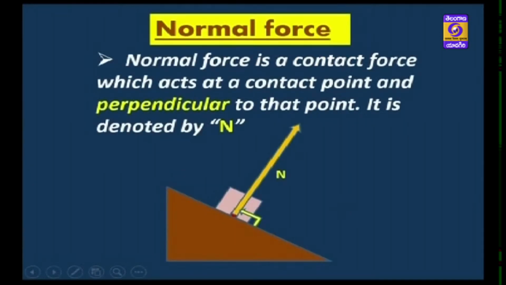Normal force is a contact force which acts at a contact point and perpendicular to that point, and it is denoted by capital N. See, observe here children, a block is placed on the inclined plane, and this arrow mark shows the normal force direction. Why is it in this direction? Because normal force always acts perpendicular to the contact surface, that is perpendicular to this inclined plane surface.